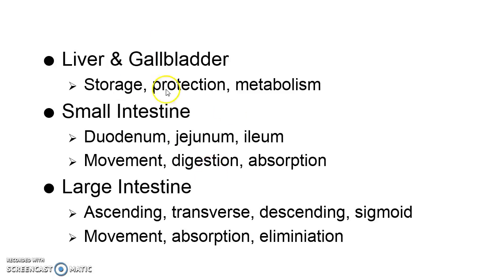Listed here is the liver and gallbladder. Here are some functions of that. It does storage, protection, metabolism. It's a very, very large organ. Your liver and your gallbladder are both located on your right upper quadrant. They also help with secreting bile, which gives the stool its brown color.